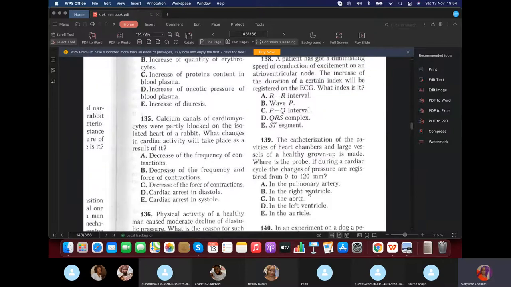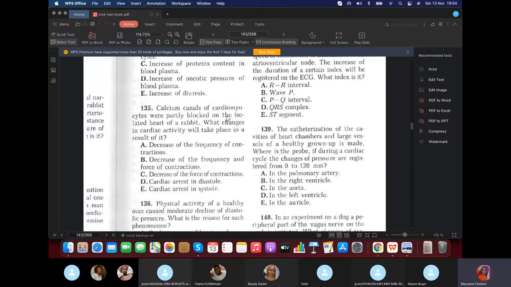Calcium channels of cardiomyocytes were partly blocked. So they blocked the calcium channels in cardiomyocytes. What changes will occur? It's very simple. Anytime you see this, there is a decrease of the frequency and force of contraction.